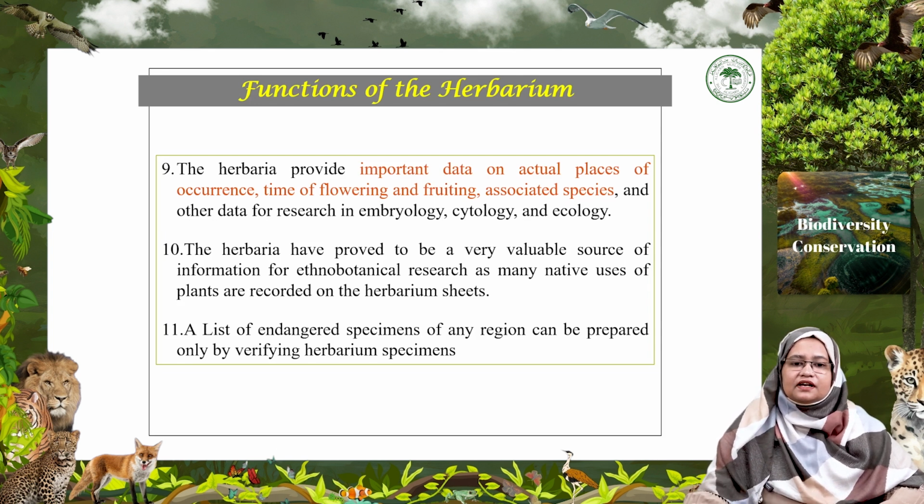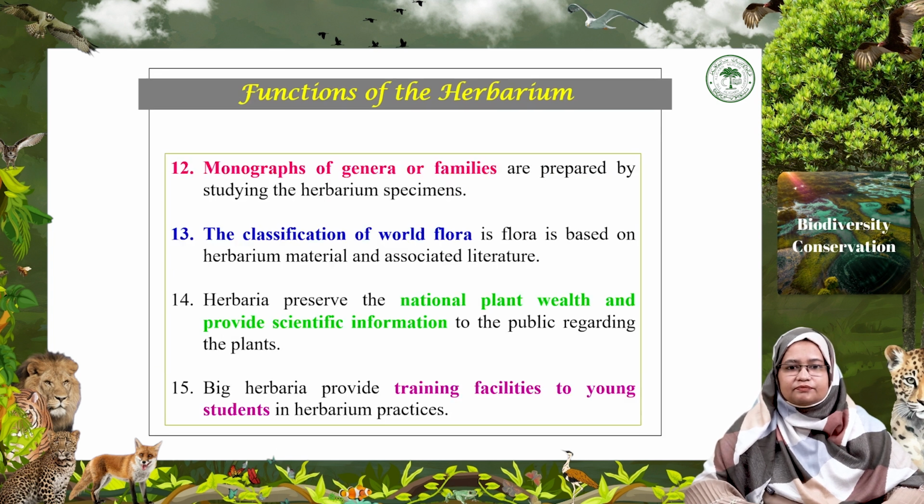Then the next one is that a list of endangered species of any region can be prepared only by verifying the herbarium specimens, because they have a record of that particular species in these regions. Then the next one is that monographs for genera and families are prepared by studying the herbarium specimens. And the next, the classification of world flora is based on herbarium material and associated literature.